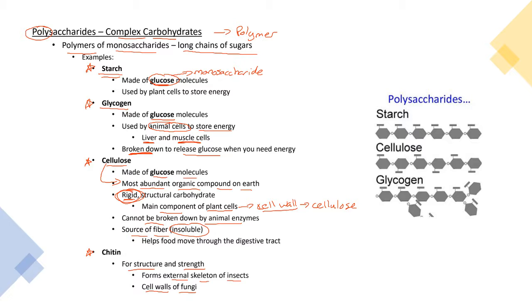Cellulose is also made of glucose, and cellulose is also a polysaccharide. Cellulose is very rigid, very strong, very hard to break, and it makes the cell walls of plants. And then finally, chitin. Chitin is also another polysaccharide. Chitin is very, very strong, very rigid, and it makes the cell walls of fungi and also the external skeletons of a lot of insects.